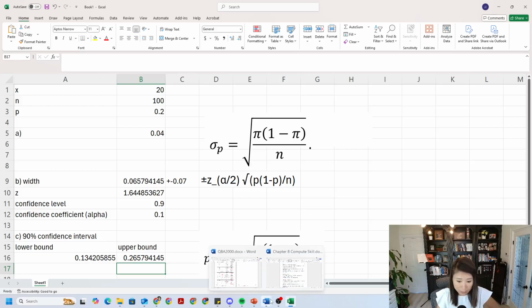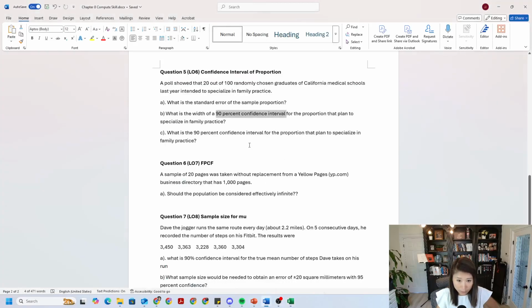That's how to calculate the confidence interval for the proportion. Hopefully this exercise helps you understand what we mean by width, what we mean by confidence interval, and how to figure out the standard error for the sample proportion. In our next computer skill lecture, we're going to focus on the finite population correction factor calculation, and how that helps us determine if we need to add it to our confidence interval calculation.